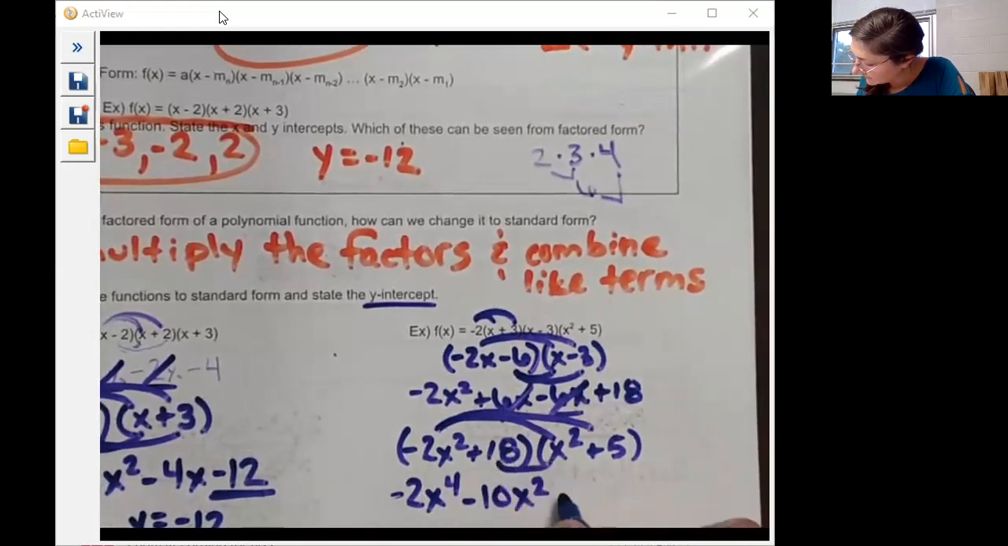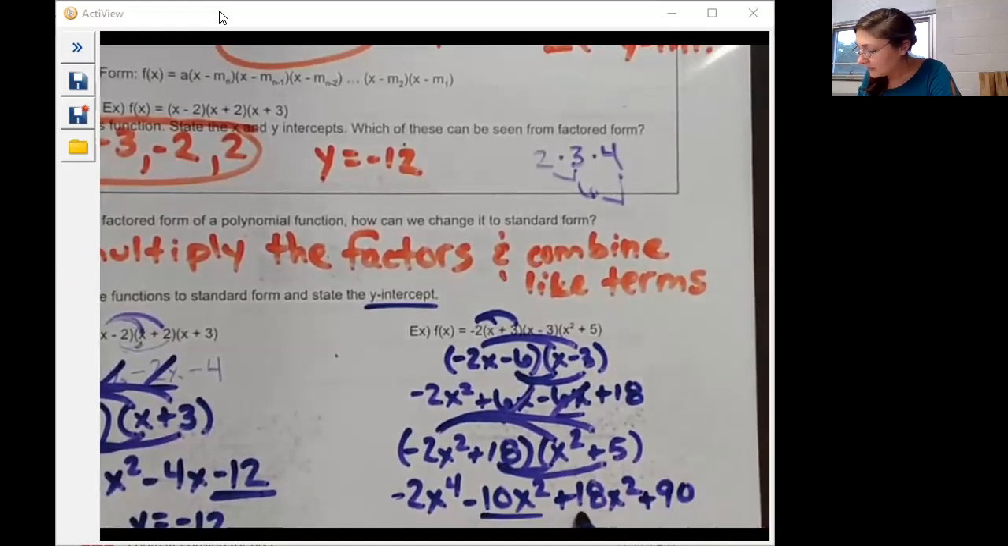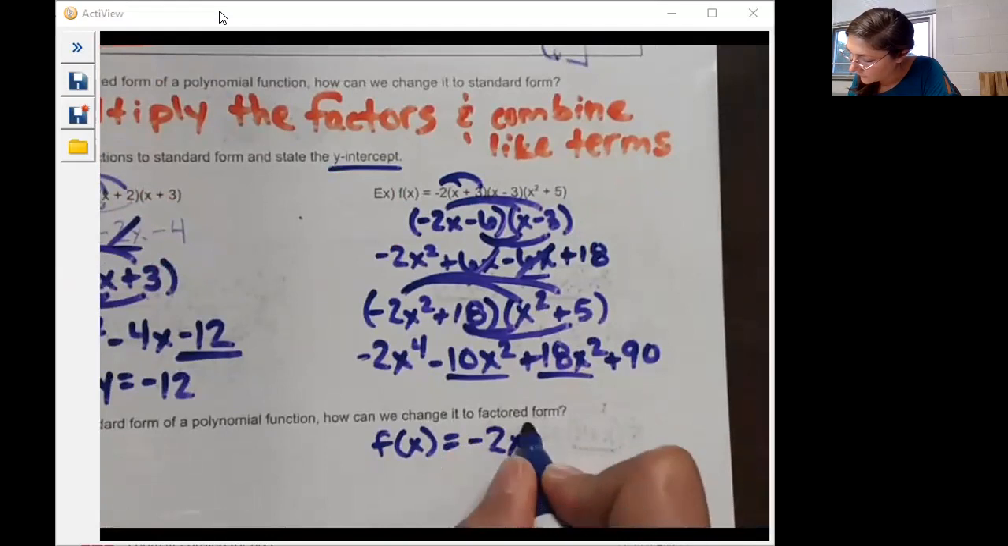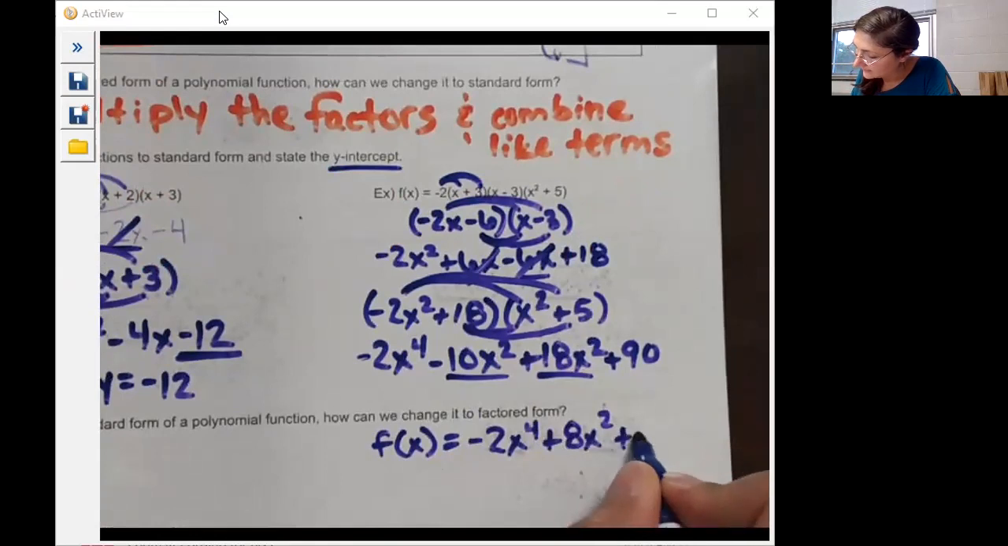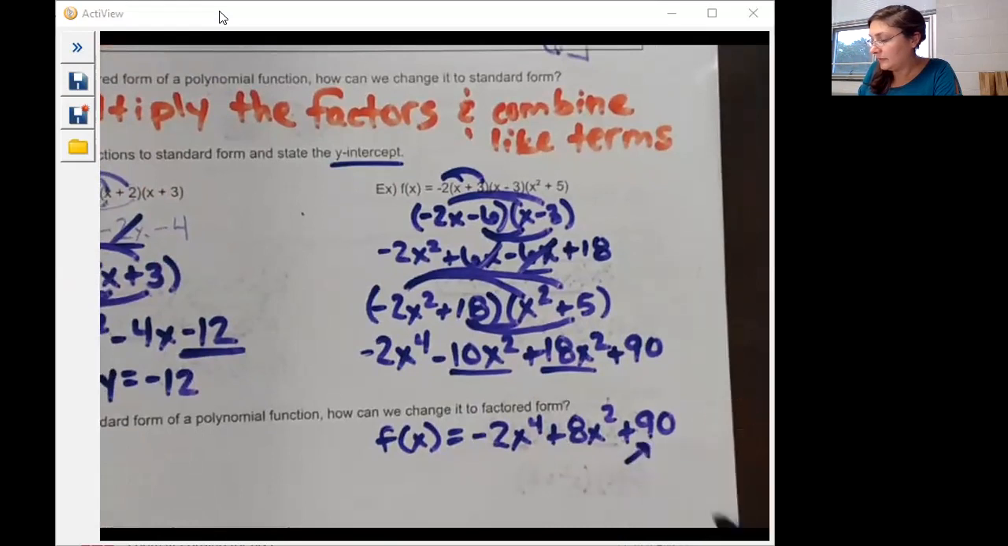And then I've got 18 times x squared, so that's plus 18x squared. And 18 times 5 would be 90. So plus 90 there at the end. I have some like terms to combine here. So this would give me, for my function, negative 2x to the 4th plus 8x squared plus 90. Here would be my y-intercept. So my y-intercept for this function is 90.